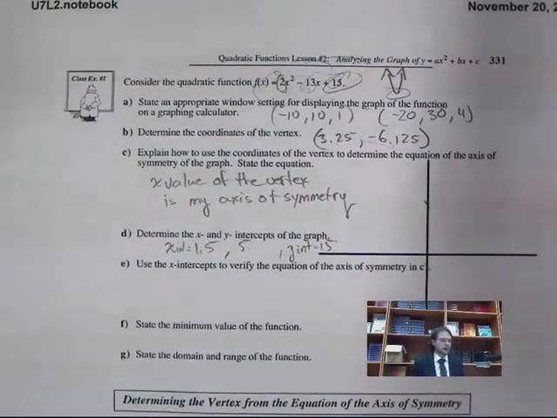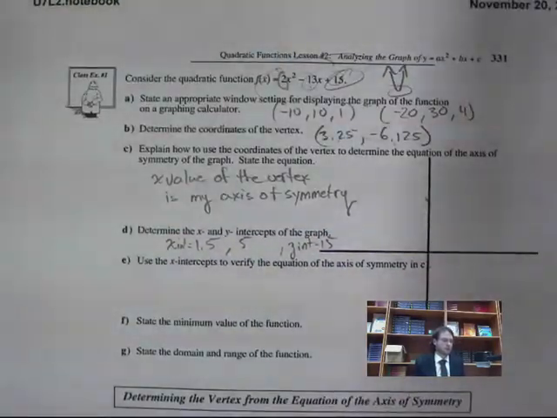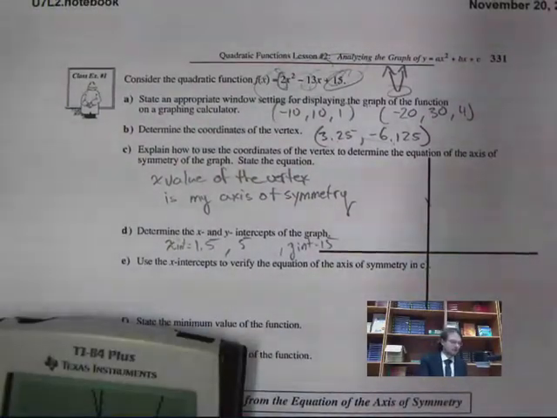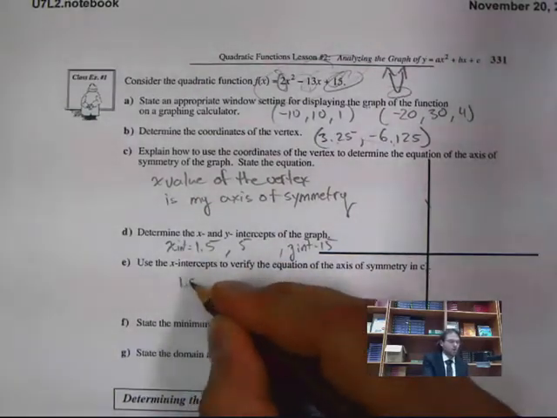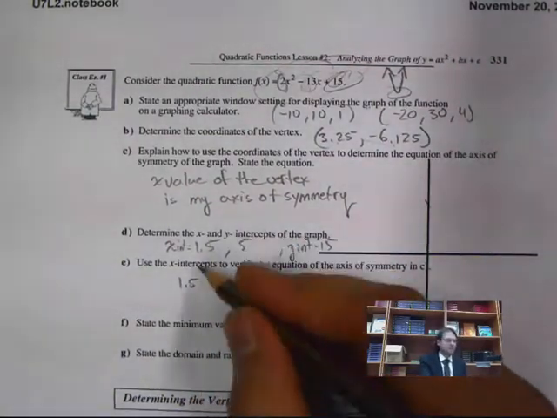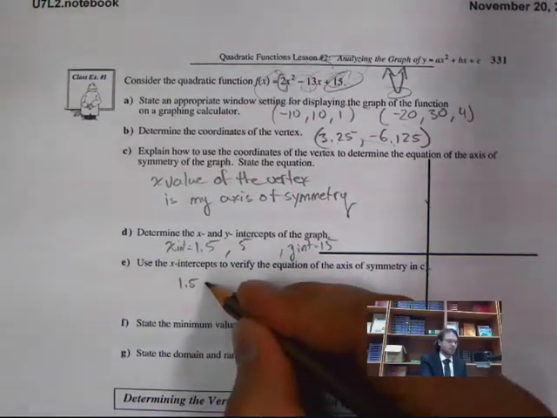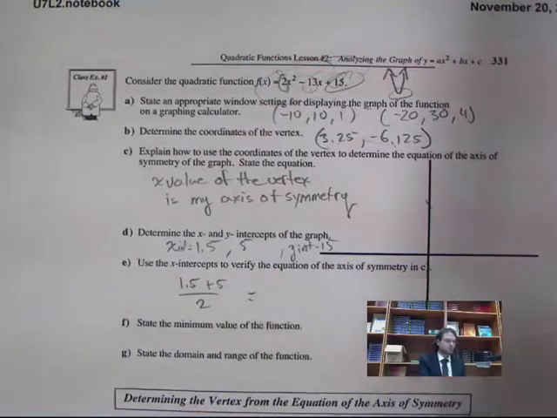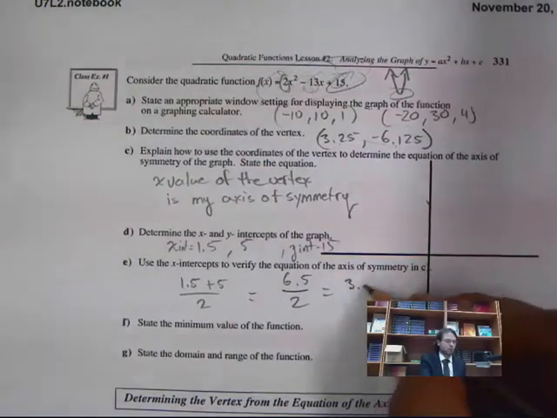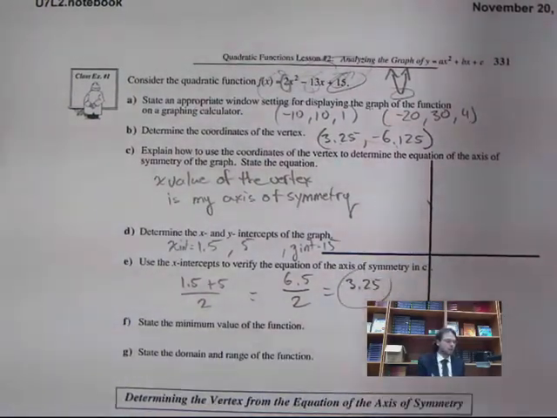Okay? Use the x-intercepts to verify the equation of the axis of symmetry. Well, to do this, all I have to do is find the average of the x-intercepts, the mean between them: 1.5 plus 5, and we're going to divide that by 2. Okay? So I'm going to end up getting 6.5 divided by 2, which is equal to 3.25. So yeah, that does work.